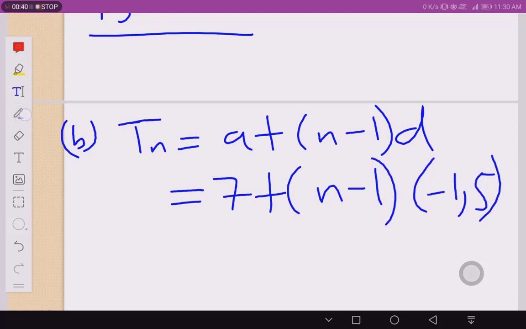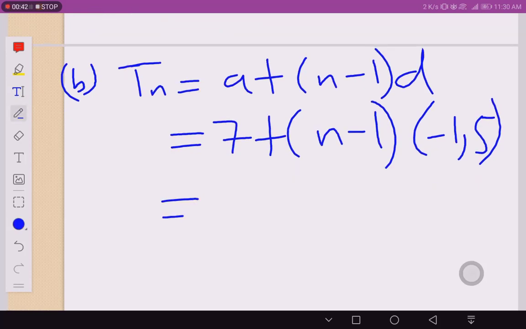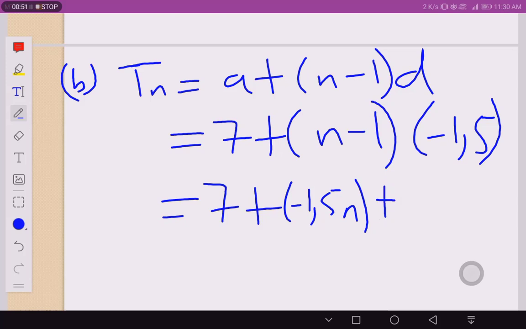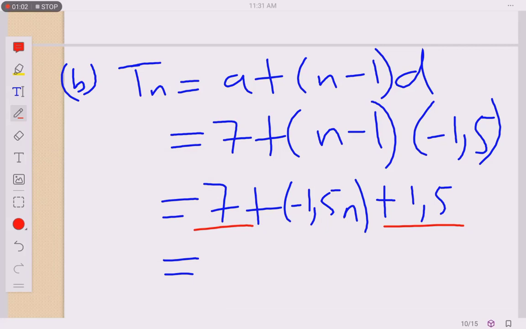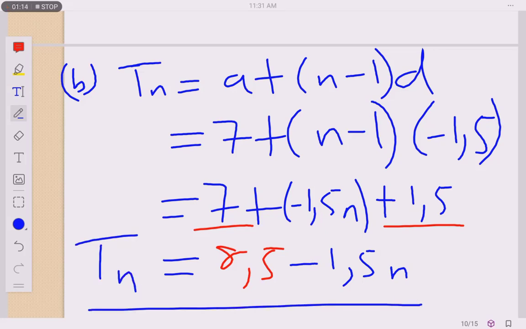Let's simplify this one. We can have it as 7 plus minus 1,5 n, and now this becomes plus 1,5. Simplifying that, I can add 7 and 1,5 there, and I'll get 8,5. Then for the n, I'll have minus 1,5 n. So Tn is 8,5 minus 1,5 n. That's the general term there.